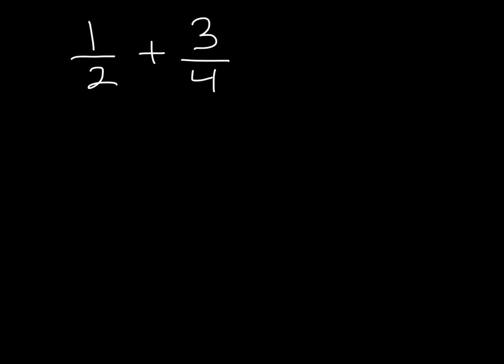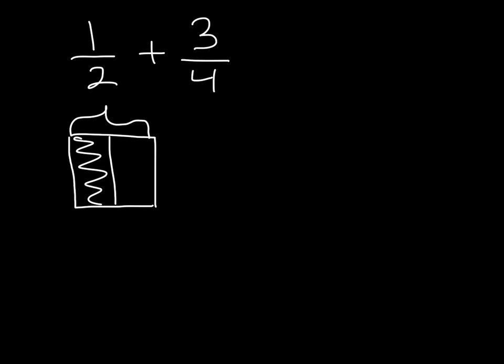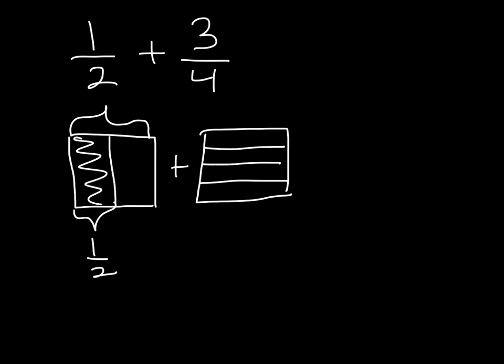So we're going to solve these the same way that we did yesterday. We're going to draw our area models. 1/2 will have 2 parts. We're going to shade one of the parts and label it. And 3/4 will have 4 parts in our whole. And we will shade 3 of them. And we'll make sure that we label everything.